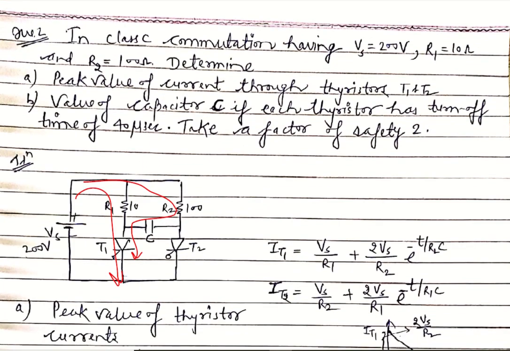Class C commutation is a forced commutation technique, not a current commutation technique. In this technique, the outgoing thyristor is turned off by the incoming thyristor, and the load current is transferred between the individual thyristors, as thyristors T1 and T2 work in a complementary fashion. In this way, this is the problem of class C commutation. In the upcoming lecture, we will see the problem of class B, which is a current commutation problem. Thank you.